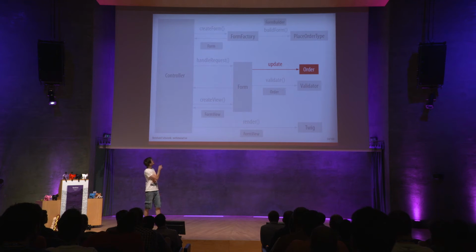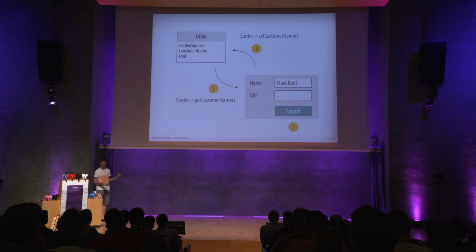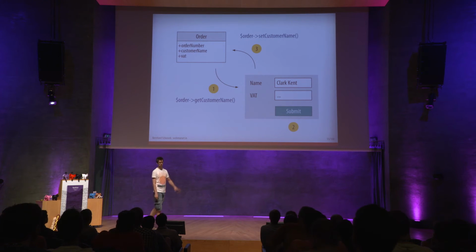Almost the last part of our journey through this form lifecycle is updating the model and mapping data from the form to the model. So as you know, Symfony takes an object when it renders a form, calls all the getters that correspond to the field names in the form on the object to populate that form. And then when the form is submitted, all the corresponding setters are called again to update the object.